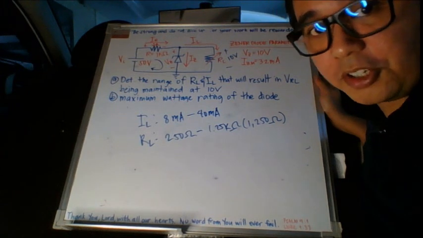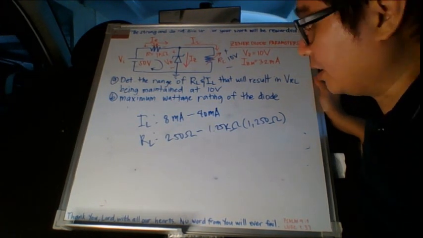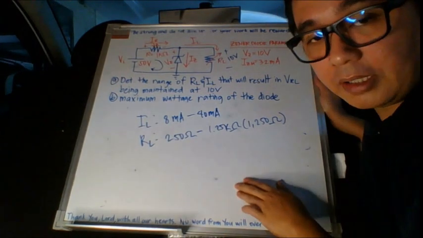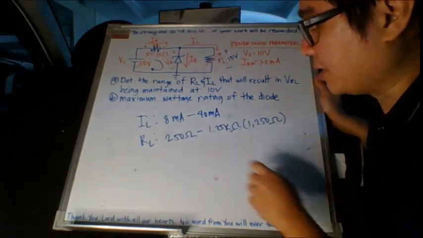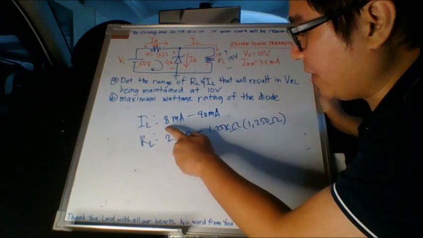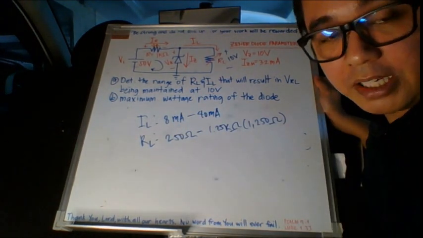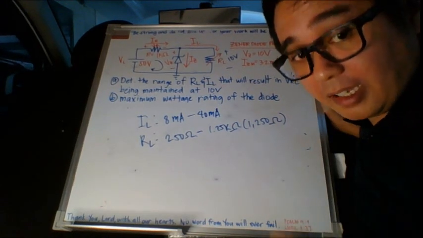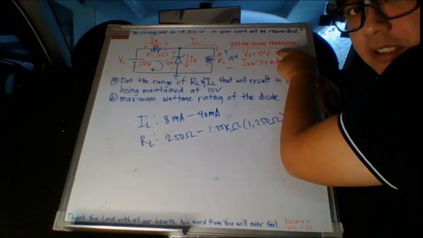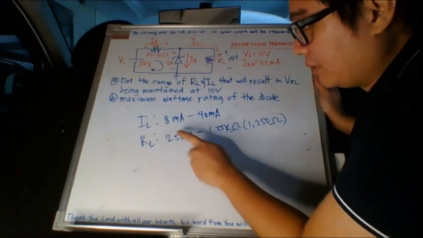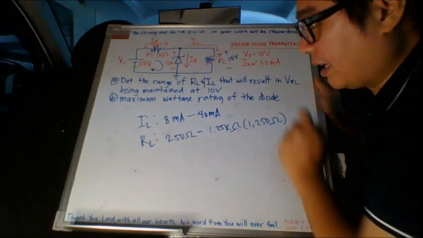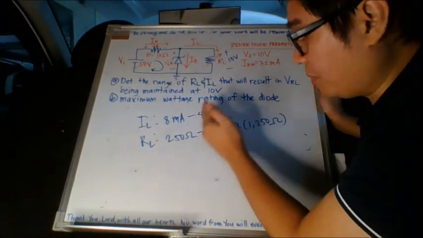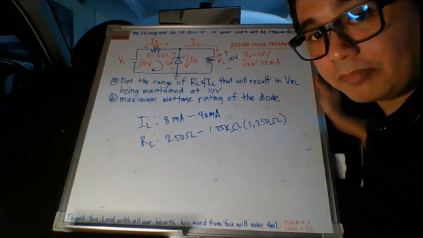I-summarize natin yung results na nakuha natin dito sa ating example. For I sub L or the load current, ang range ng values niya ay sa pagitan ng 8 milliamperes to 40 milliamperes. So ibig sabihin yan, yung ating Zener diode daw, kapag nag-regulate siya ng 10 volts, ang kuryente sa load ay 8 milliamperes hanggang 40 milliamperes. Hindi pwedeng mas mababa sa 8 at hindi pwedeng mas mataas sa 40.